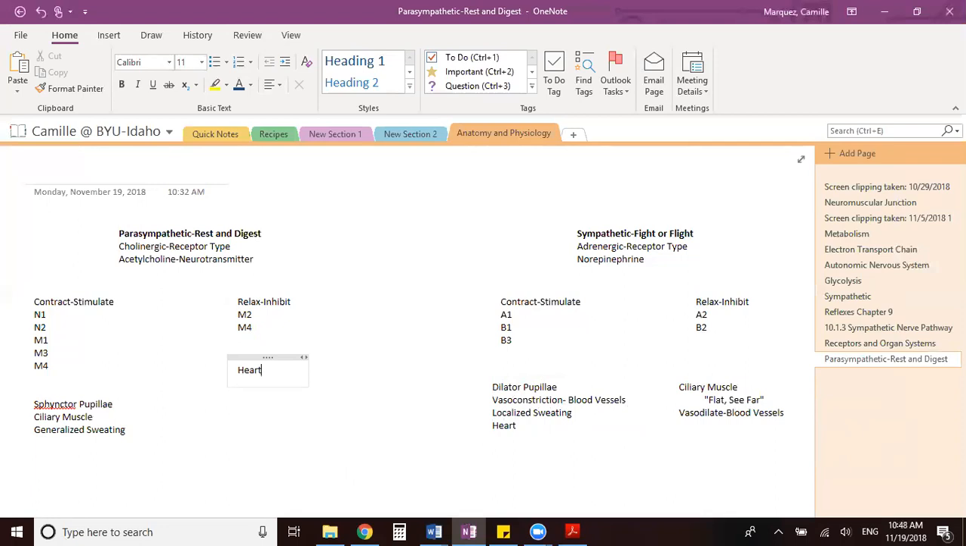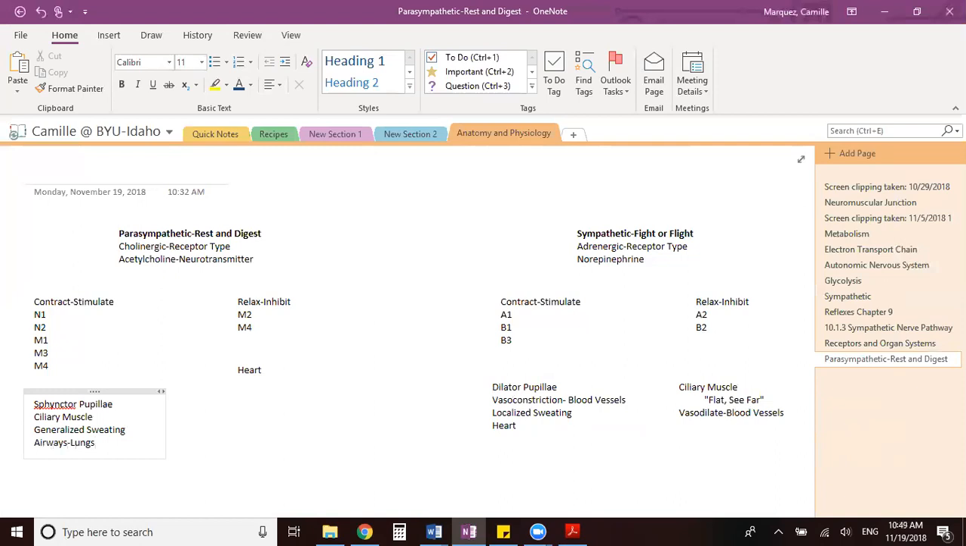Our lungs, we're going to talk about our airways here. So in a parasympathetic response, we're not going to need a lot of air. We're just sitting eating dinner or sitting on the couch watching Netflix. We don't really need a lot of air, so our airways are going to constrict just because we don't need as much air. Just put lungs so you guys know where I'm getting this from.